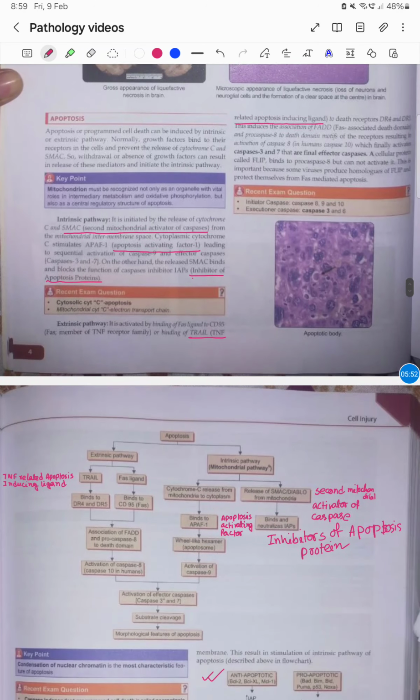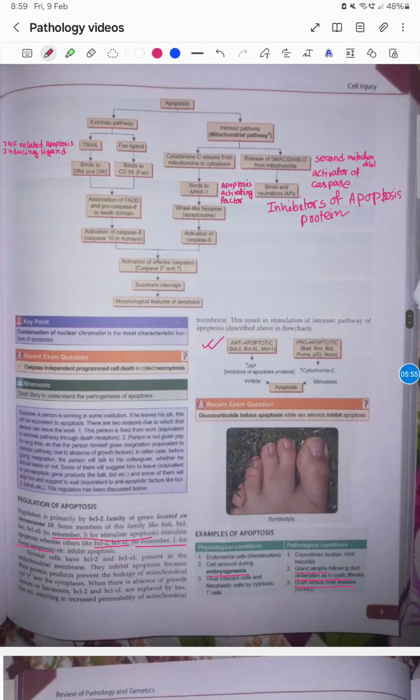Now the apoptosis. Apoptosis has two pathways, one is extrinsic and one is intrinsic pathway. The extrinsic pathway includes two ligands, that is TRAIL and FAS ligand. TRAIL full form is TNF related apoptosis inducing ligand that will bind to death receptor 4 and death receptor 5. The FAS ligand will bind to CD95 or FAS. Now they will be associated with FAS associated death domain and activate pro-caspase 8 to caspase 8.